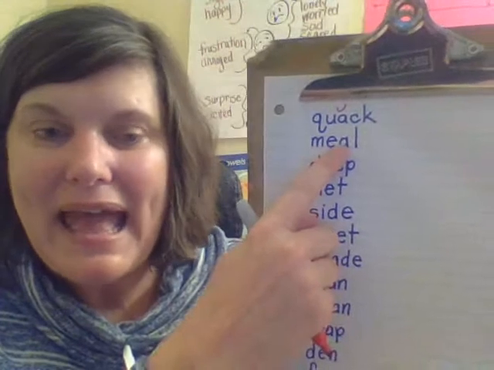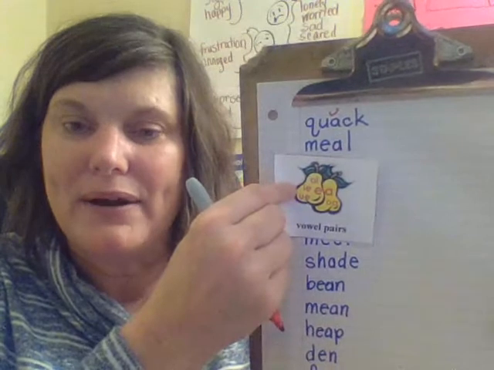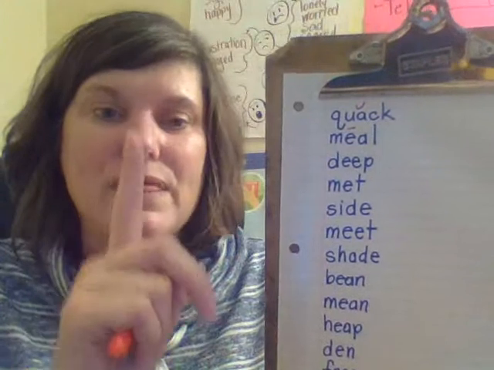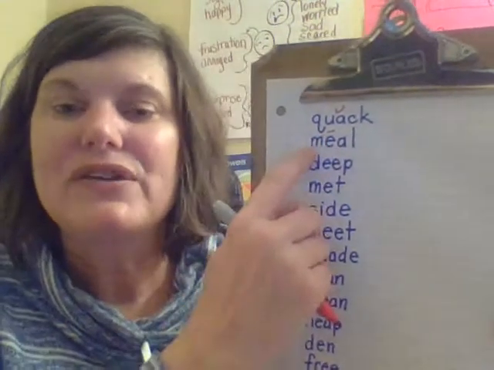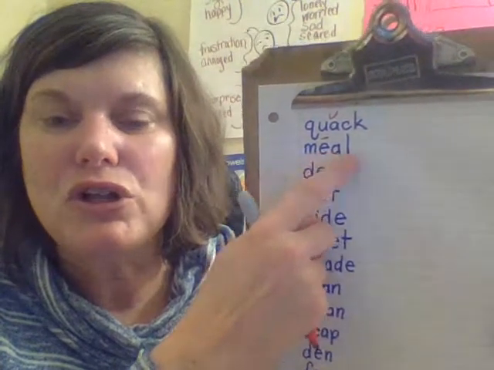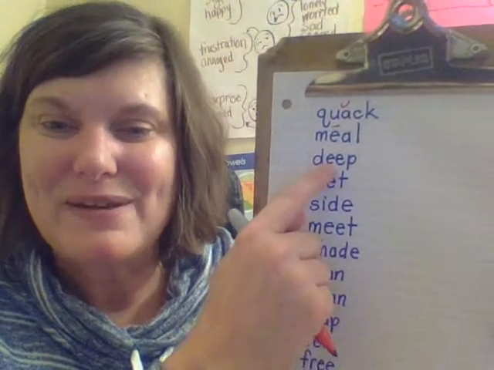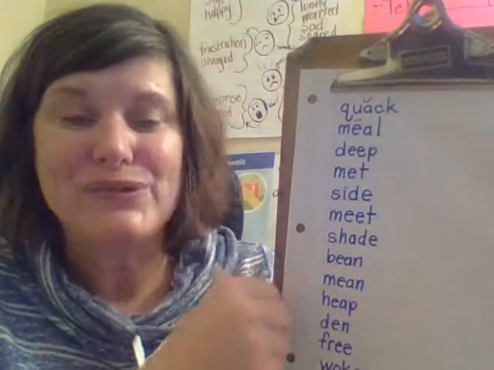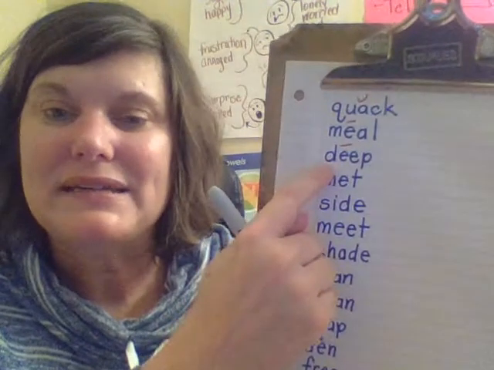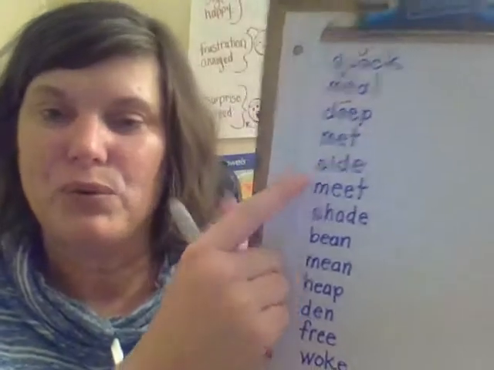And we have EA. Remember, that is the new syllable type we learned today, a vowel pair. When you have a vowel pair, when two vowels go a-walking, the first one does the talking. So this will be a long E. The A is silent. Meal, meal. I am ready for my meal. And then we have EE. So again, two vowels. The first one does the talking. So long E. Ready? Deep. The deep end of the pool.